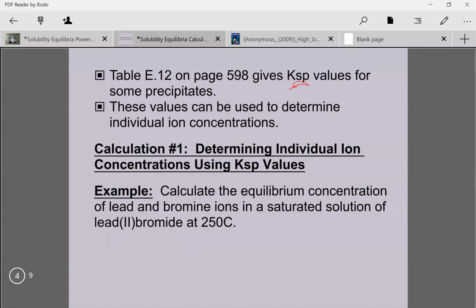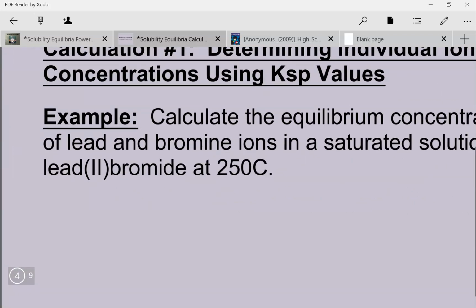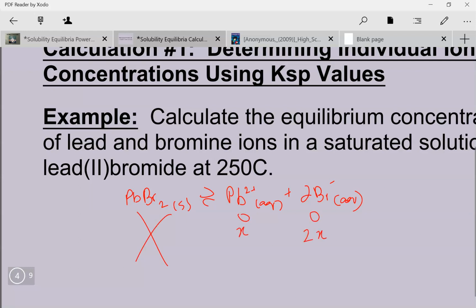Right, so we have our KSP values at the back of the textbook, and now we're going to determine individual ion concentrations using KSP values. So calculate equilibrium concentration of lead and bromine ions in a saturated solution of lead bromide. All right, so where are we? So we're doing lead bromide solid, lead ion plus 2 bromine ions. Solids don't count. 0, 0, x, 2x, x, 2x. Right, so this is what our ICE table looks like.